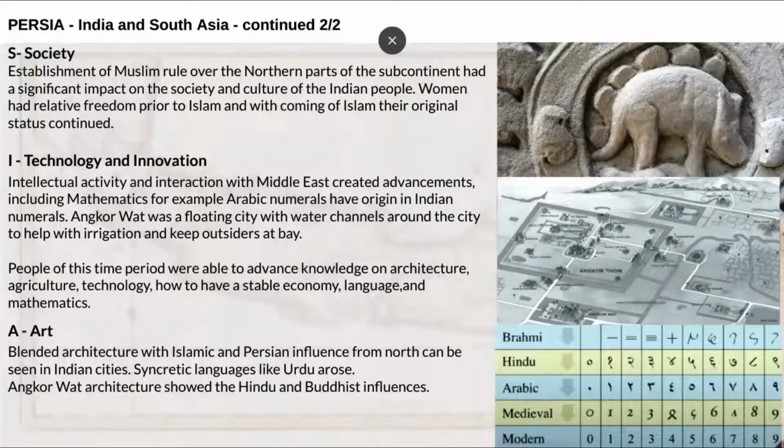Art. Blended architecture with Islamic and Persian influence from the north can be seen in Indian cities. Syncretic languages like Urdu arose, and Angkor architecture showed the Hindu and Buddhist influences.